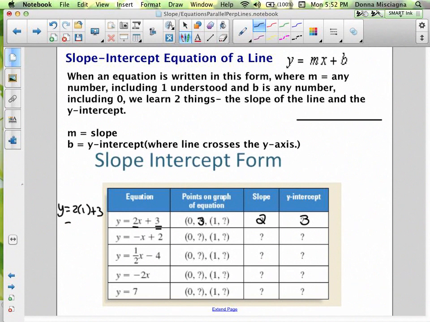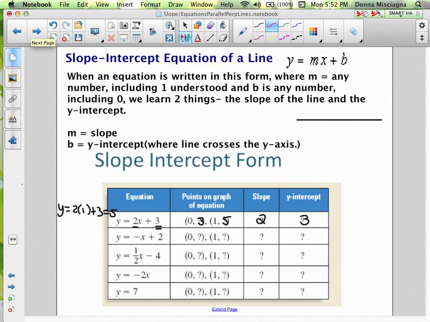2 times 1 is 2 plus 3 is going to be 5. Right? I'll put it over here. Otherwise, I'm probably going to run out of space. Right, so (1, 5) is another point on the graph. Right, so the y-intercept is really easy to find when it's in slope-intercept form. We don't have to do any work at all. But to find other points, we're going to have to plug in the x value.